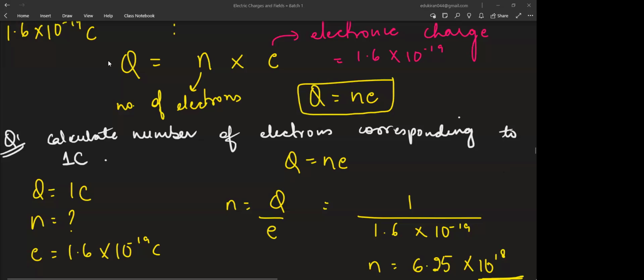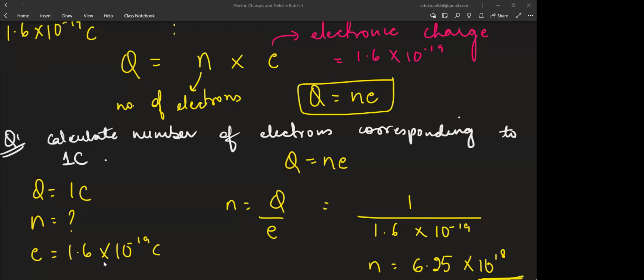See, here in this question, basically, Q is equal to ne. Now, what is Q? Q is 1 coulomb of charge. n means the number of charges which are present. And e is 1.6 into 10 to the power minus 19.